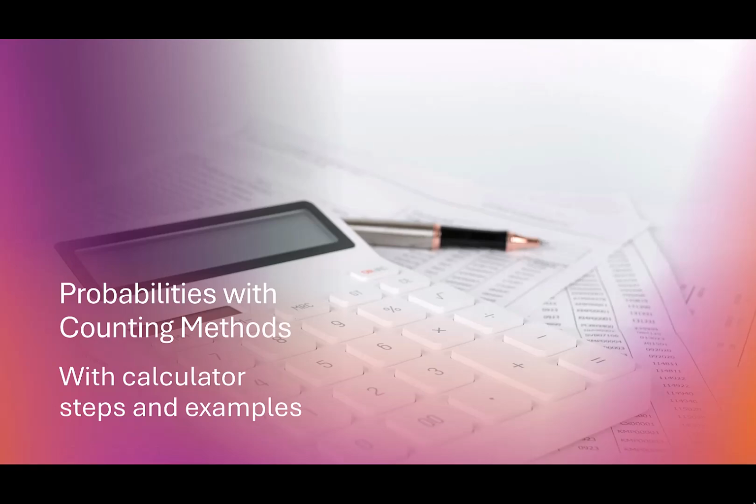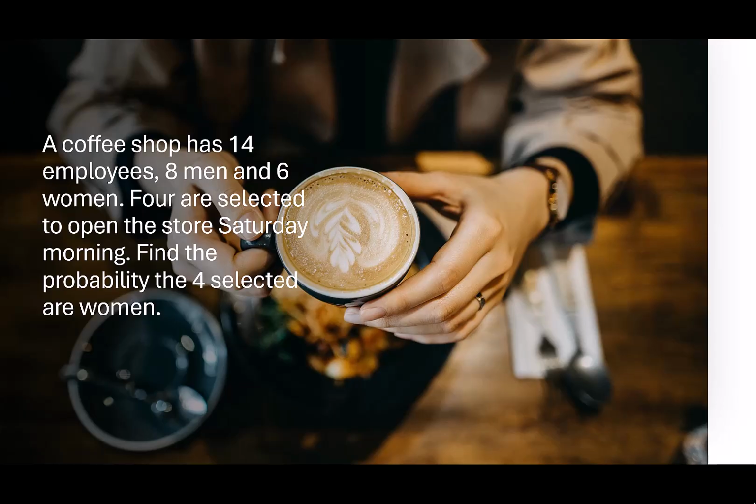Everybody, today we're going to look at probabilities with counting methods. I'll include multiple calculators and the steps needed to find the solutions. A coffee shop has 14 employees, 8 men, 6 women. 4 are selected to open the store Saturday morning. Let's find the probability the 4 selected are women.